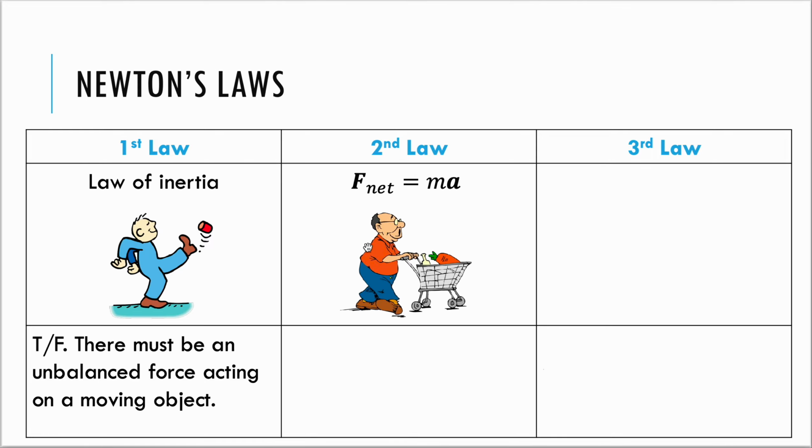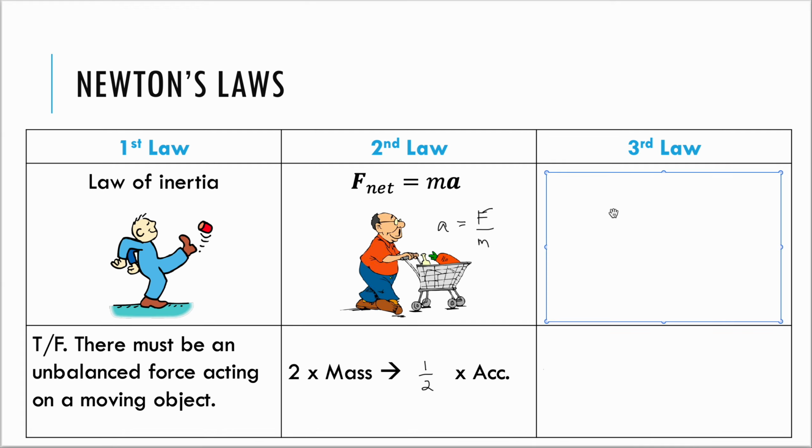The second law is the sum of all the forces is equal to ma. You'll often see it as a equals F over m. Let's look at a question. If you have 2 times the mass, then you're actually going to have 1/2 of the acceleration. When you write it as a equals F over m, you can see that better. Twice the mass is half the acceleration. We'll talk about how to use Newton's second law later in this video.